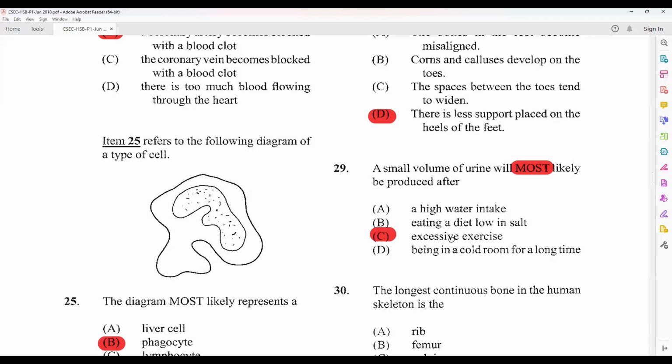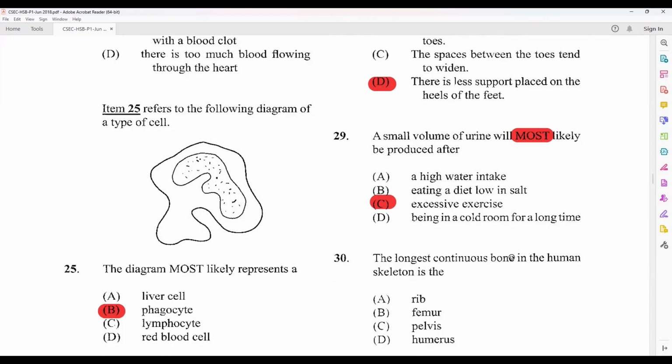You will not urinate plenty when you're exercising plenty. But if you do take in a lot of water, you will want to urinate plenty. Eating a diet low in salt, so taking out salt in your diet, you will urinate plenty. Salt helps you retain water, so they have low salt. And being in a cold room when it's cold, you don't go to the bathroom more often.